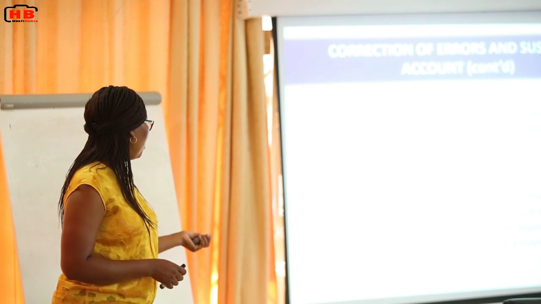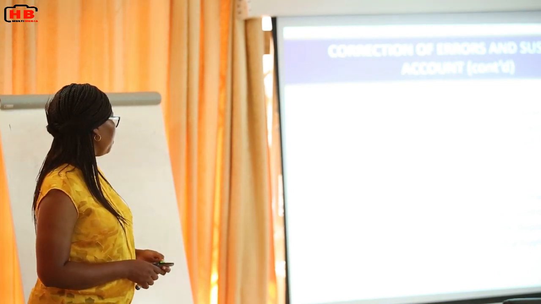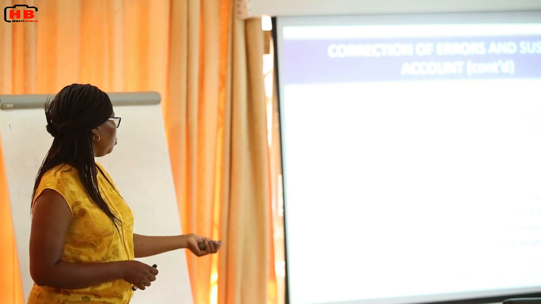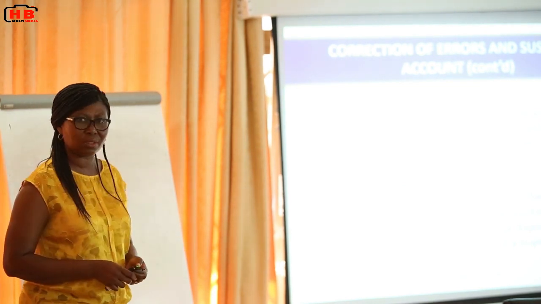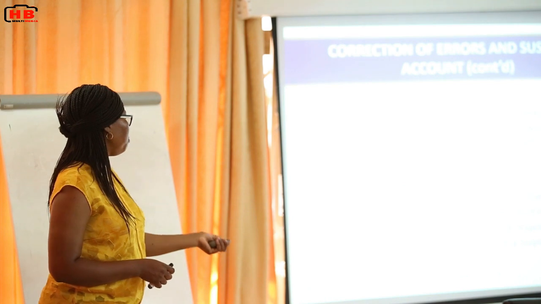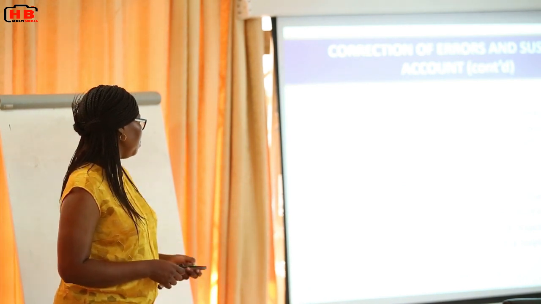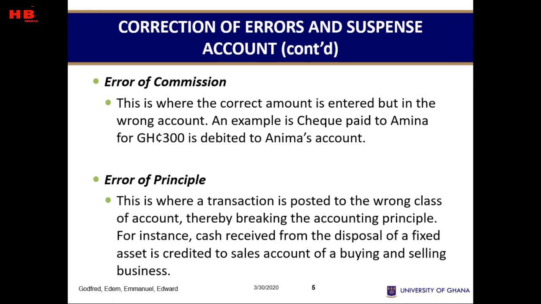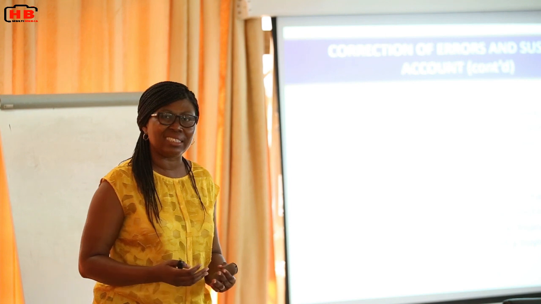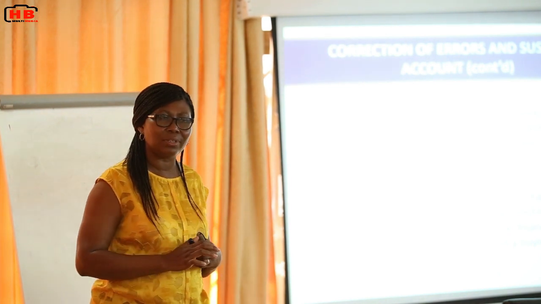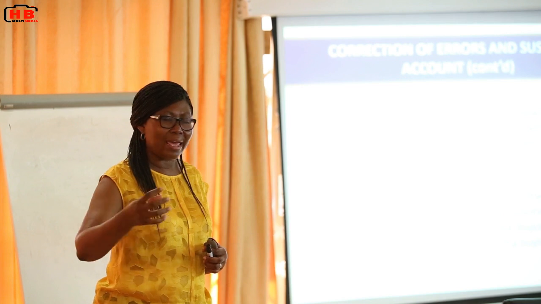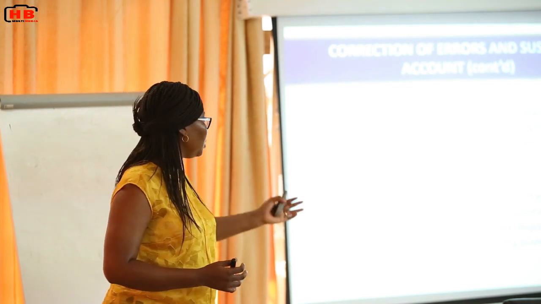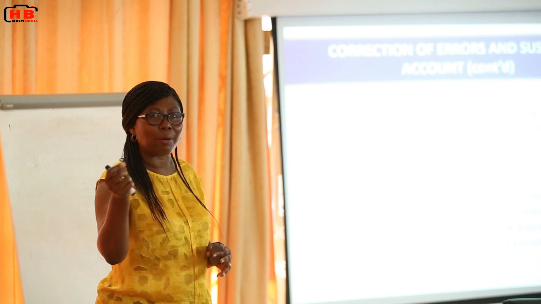Okay, then we have the error of principle. Here the transaction is posted to the wrong class of account, thereby breaking the accounting principle. So we have an instance there: cash received from the disposal of a fixed asset is credited to the sales account. Yes, there is a sale, but that cash which has been received, the entry will be right. Again, it is the general ledger accounts that are affected, not the amount.